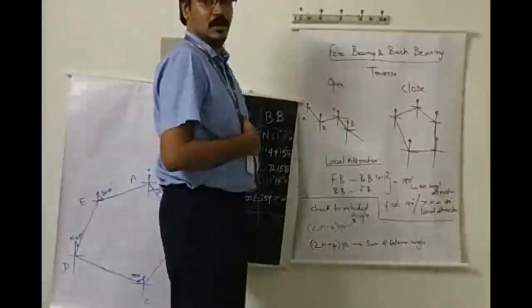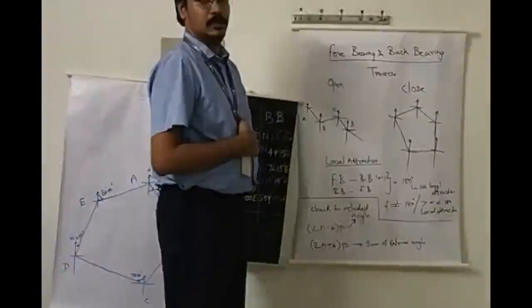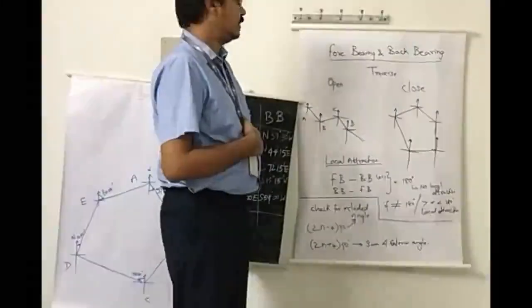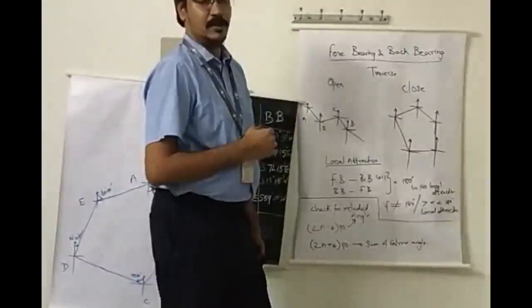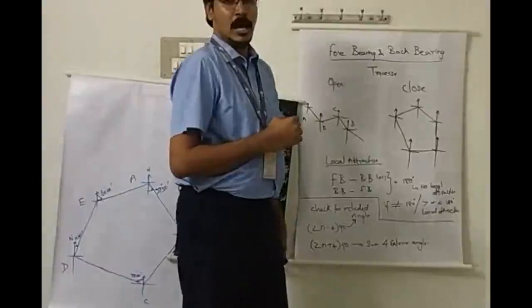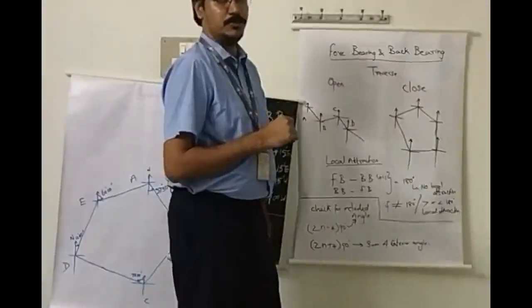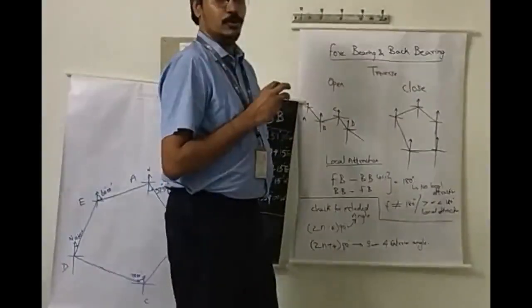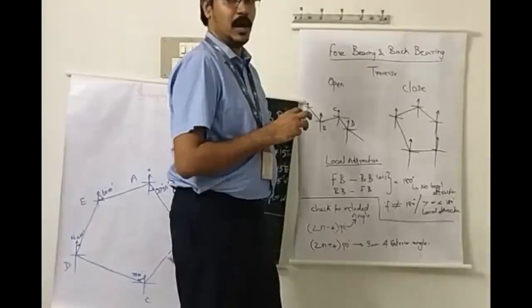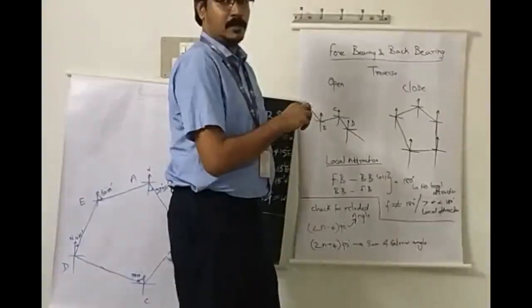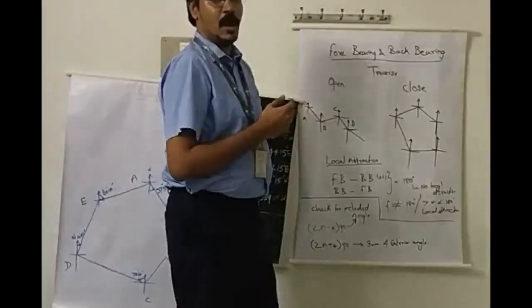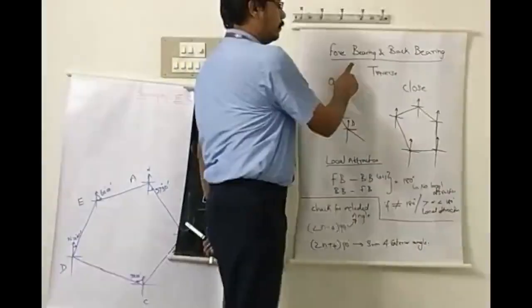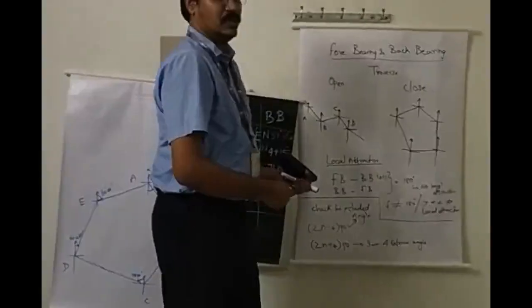Hello friends, we are going to continue the next topic in compass surveying, that is forward bearing and back bearing. We have already seen about the whole circle bearing and reduced bearing or the quadrantal bearing. Those concepts will be applied in the problem, but if it is in the kind of traverse, then we have the terms forward bearing and back bearing.